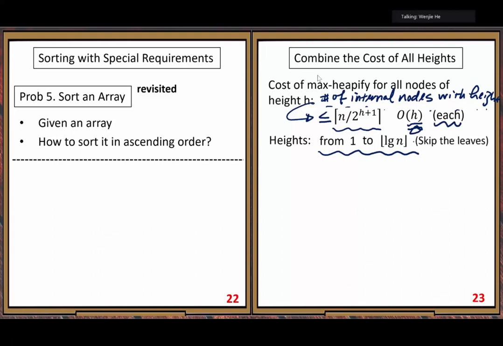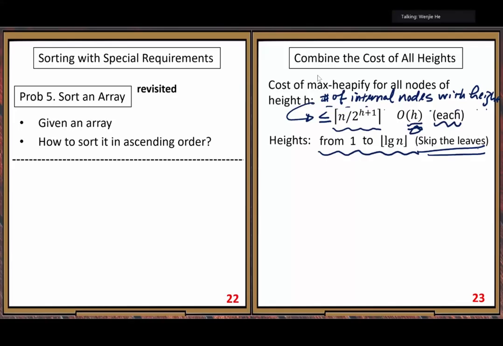Skip the leaves, because for the cost, when we reach the bottom, we stop. So for the nodes at the leaf level, there is no cost. There is no fixing cost because you do not need to fix anything. When a dirty node hits the bottom, it becomes a clean node immediately. So no fixing cost at the leaf level.